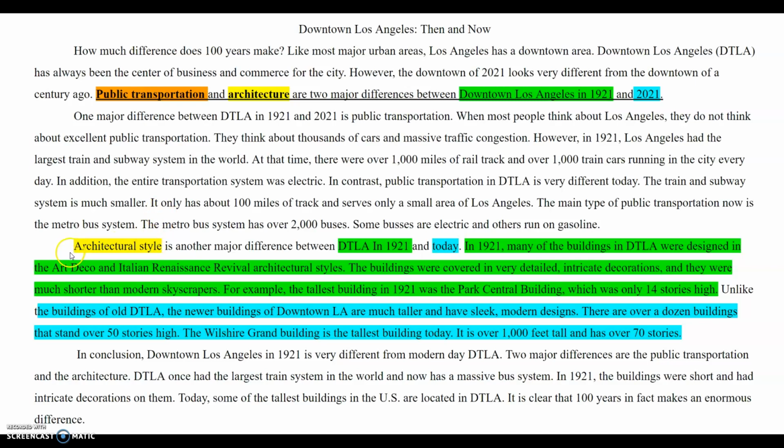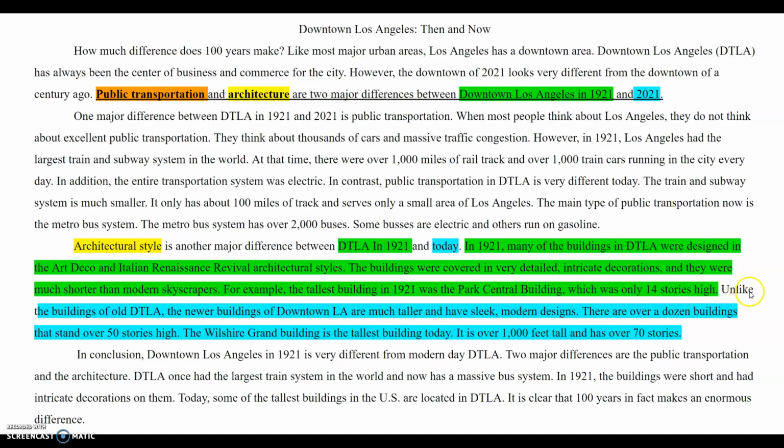Don't forget that we're discussing architecture in the second body paragraph. And we start with the topic sentence. And after the topic sentence, the writer immediately started discussing downtown LA's architectural style in 1921. So we can see these sentences that are highlighted in green are all related to the architecture of downtown LA in 1921.